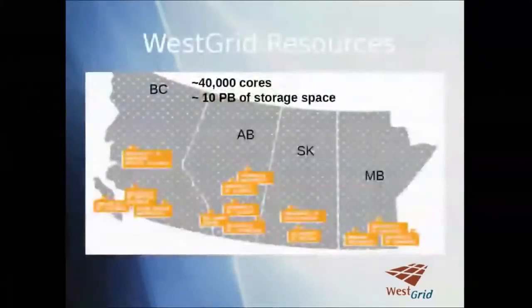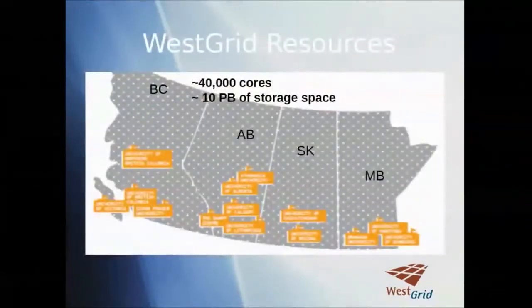WestGrid spans 4 provinces, starting from BC and ending in Manitoba. That's why we are called WestGrid, not Compute Canada, because we only go to Manitoba. In all 4 provinces, we have some computational resources. Altogether, when we add up everything we have in WestGrid, this will be roughly 40,000 computational cores and approximately 10 petabytes of storage space.